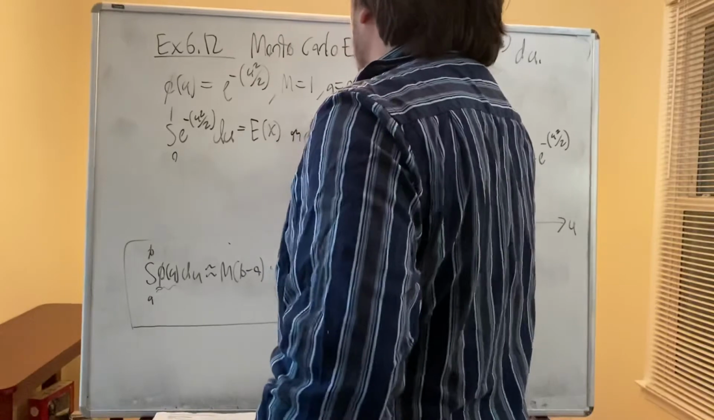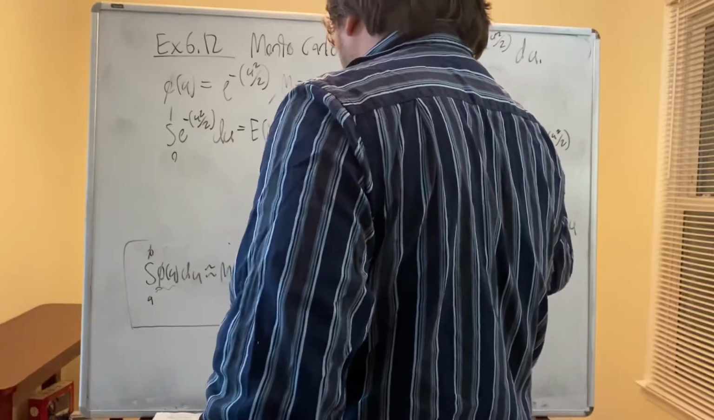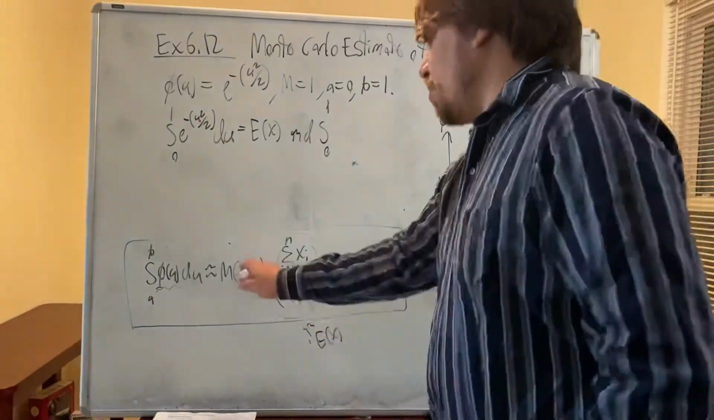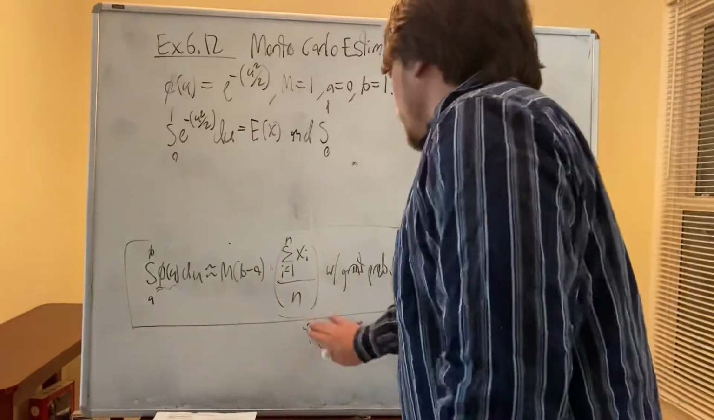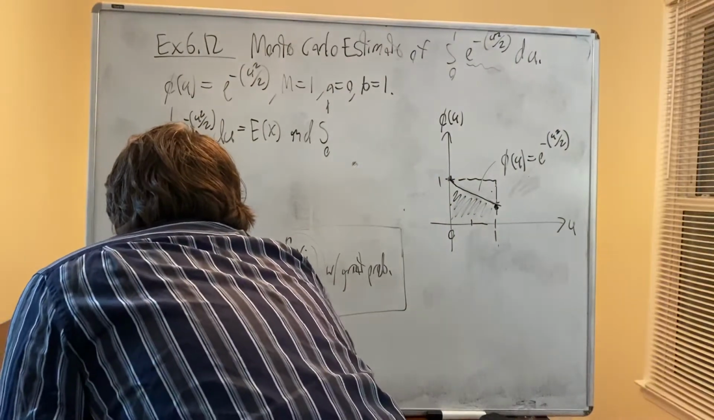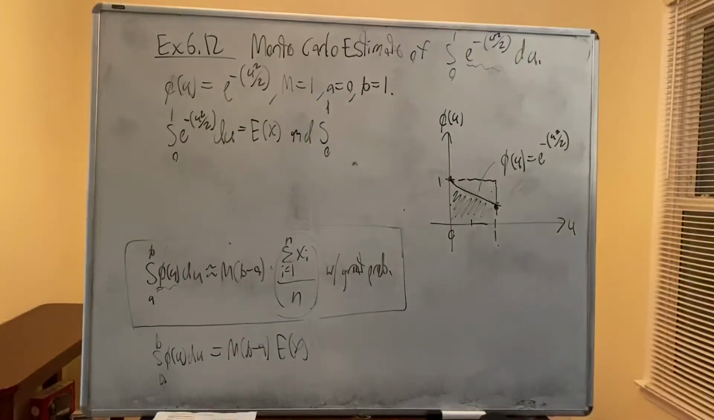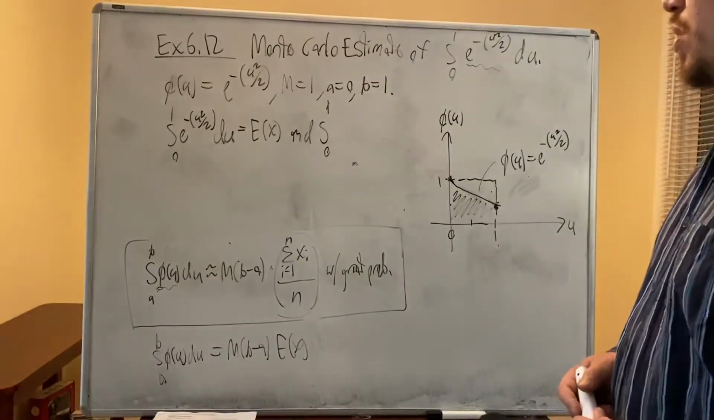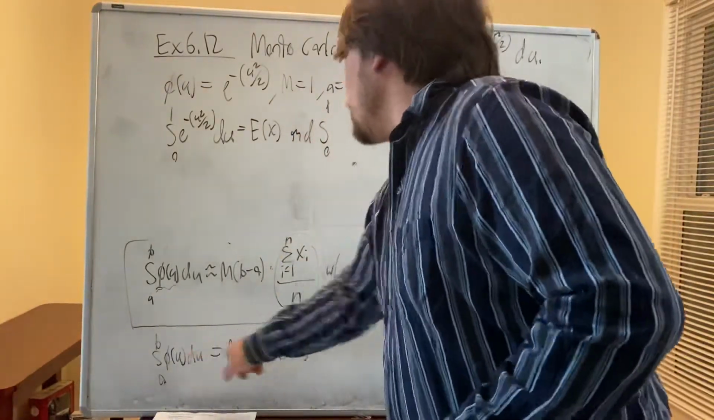And the definite integral from 0 to 1 is approximately that, because this is approximately e of x, which is why this thing is approximately that. So this definite integral is equal to capital M times b minus a times e of x from what I mentioned before. When you replace e of x, this is an approximation of that. And since capital M is 1 and b minus a is 1, this is equal to capital E of x.